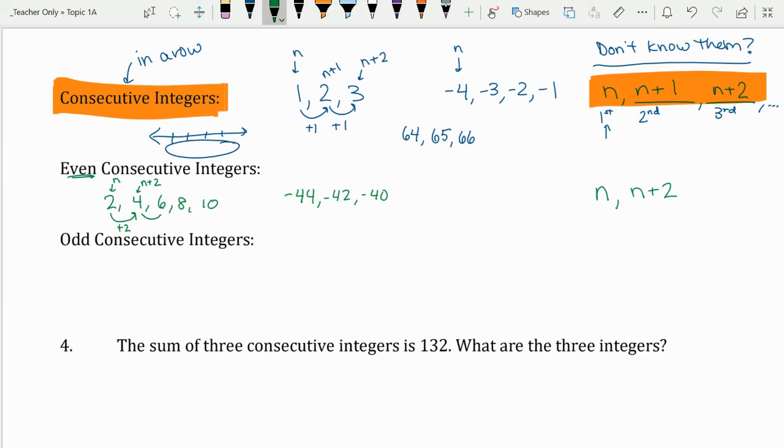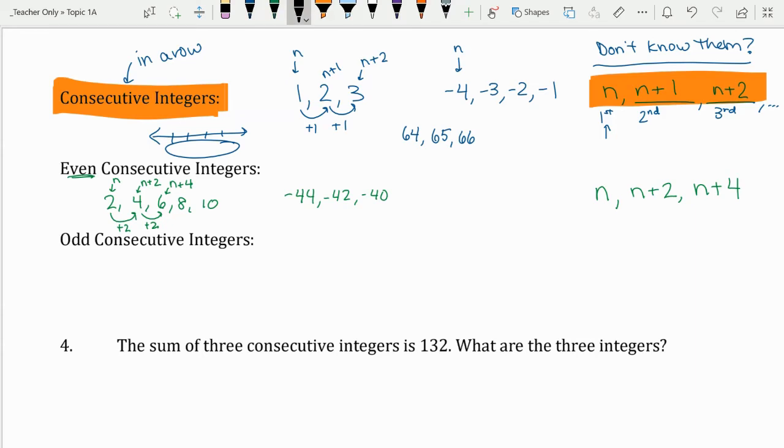Then to get to the next one, so let's say going from 4 to 6, now you're adding 2 again. But if you're comparing how you get from 2 to 6, if your first unknown was n, you actually have to add 2 more, which makes it overall adding 4. So again, in a word problem, if you don't know how to label even consecutive integers, you're going to do n plus 2, n plus 4, and if you need more, you would keep adding 2.